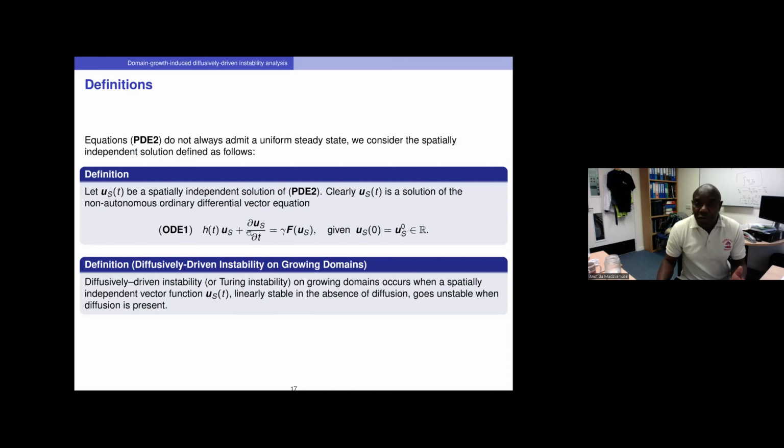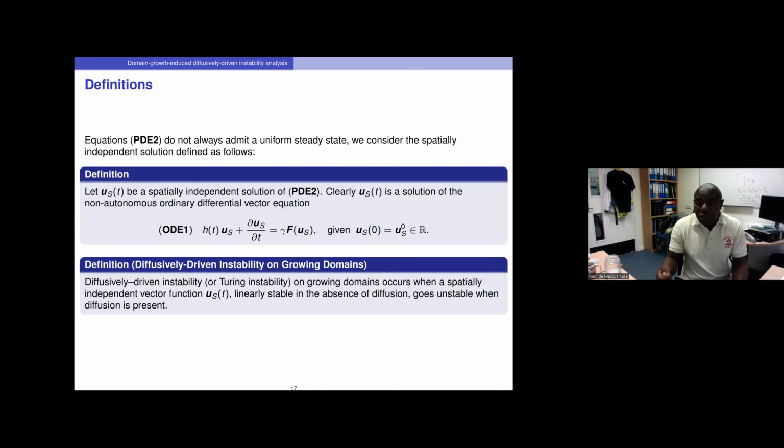In the absence of domain growth, h of t will be 0, and if us is a uniform steady state, this derivative will also be 0, and therefore you are only equating your kinetics to 0. This is what we do when we compute uniform steady states. We equate our reaction terms to 0, and we find the uniform steady state. But this is not true here. We have to solve a system of ordinary differential equations in order to find the time-dependent manifolds on which we are going to carry our linear stability analysis. So the system will either equilibrate to this or diverge from this.